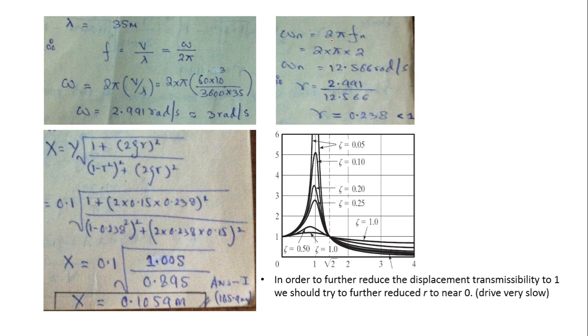Also omega n can be calculated from the given natural frequency in hertz, that was 2 hertz. So omega n is 2 pi fn, and this gives us a value of 12.566 radian per second as the natural frequency of the automobile. And we know that this natural frequency can be written as under root k upon m.